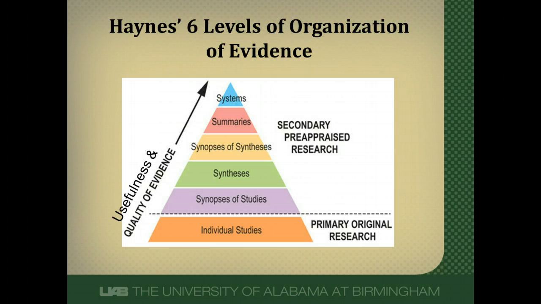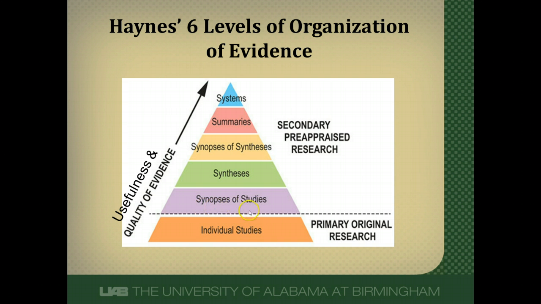This is the Haynes 6S levels of organization of evidence. And the reason it's called 6S is because each of the levels begins with an S. One of the basic tenets of this approach to finding evidence is that we always start at the top and we work our way down toward the bottom. And the reason we always start at the top and work our way down is because the usefulness and the quality of evidence is highest at the top and decreases as we go down this hierarchy.